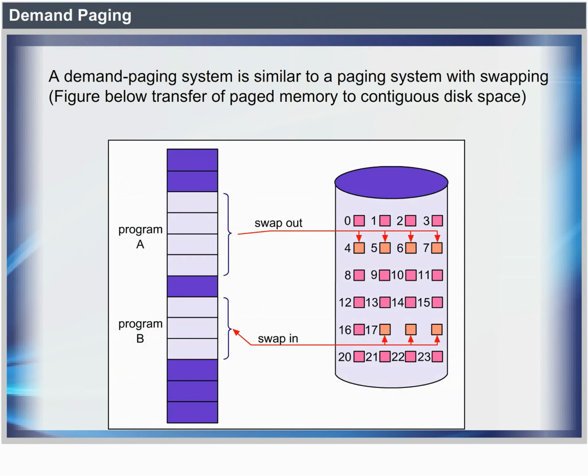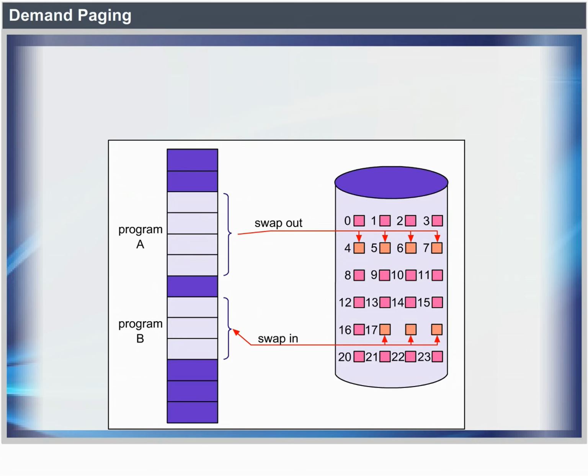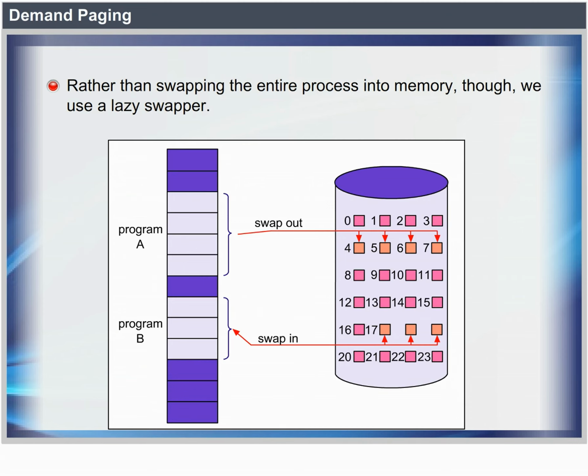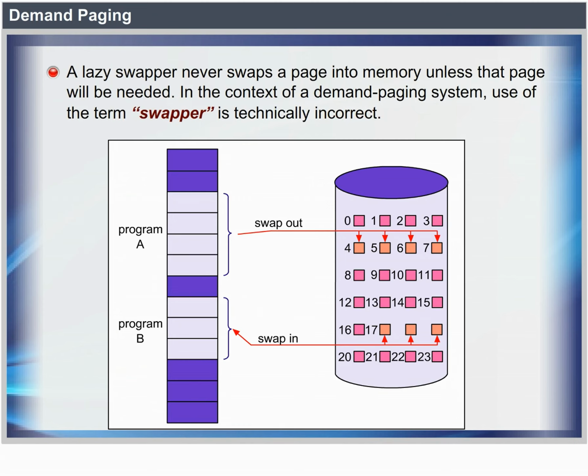Figure below shows the transfer of a paged memory to contiguous disk space, where processes reside in secondary memory, usually a disk. When we want to execute a process, we swap it into memory. Rather than swapping the entire process into memory, though, we use a lazy swapper. A lazy swapper never swaps a page into memory unless that page will be needed.